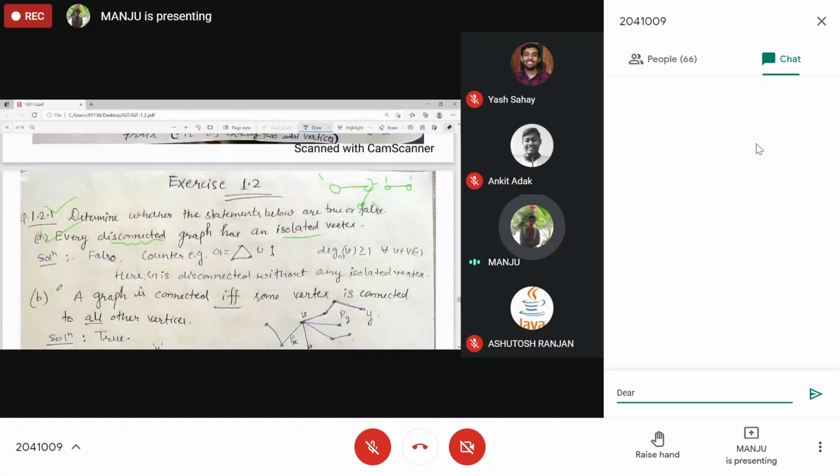Next: a graph is connected if and only if some vertex is connected to all other vertices. And what do you understand by connectedness? Connected graph?